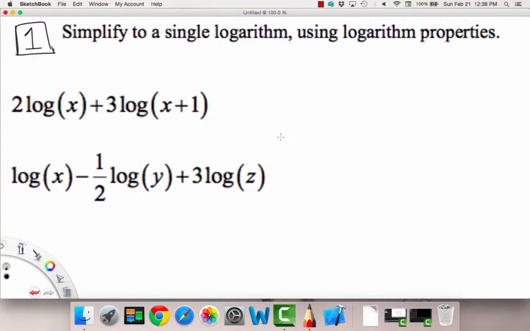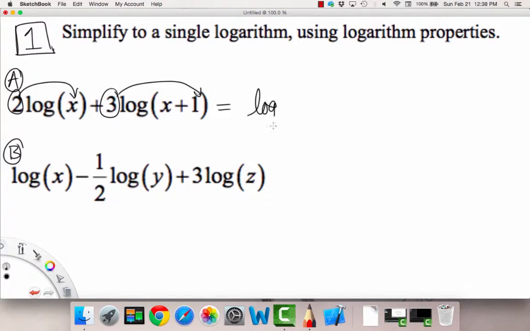Number 1 says to simplify to a single logarithm using logarithm properties. This is part A, and this is part B here. For part A we have 2 log x plus 3 log of x plus 1. The first thing we can do is move these coefficients up using the exponent property and make them exponents on each of those respective parts.